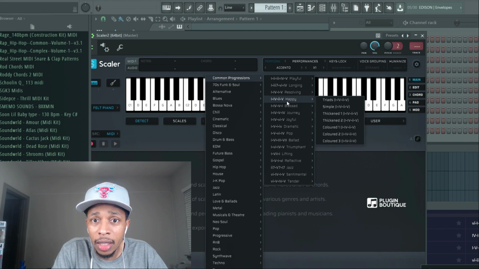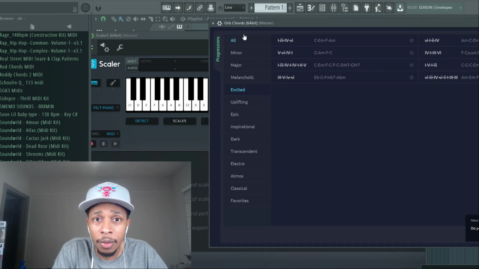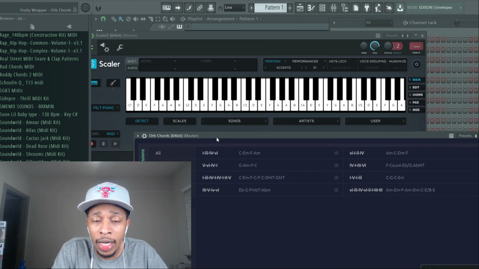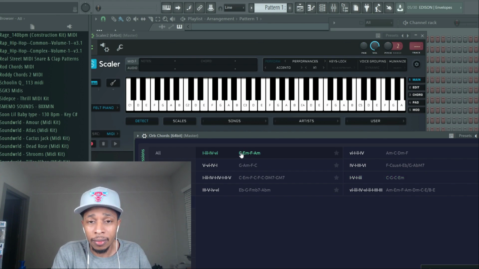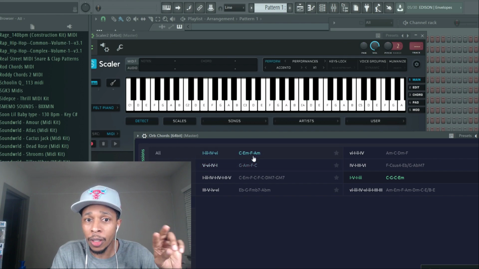Happy. 1, 4, 2, 5. So let's look for happy, which is excited. So we got 1, 5, 1, 3. Now let's look at how this sounds. The 1, 5, 1, 3. Okay, so that's their happy, and then they have a 1, 3, 4, 6. I definitely get a happy feel out of that one. There's this one right here, that 1, 3, 4, 5.